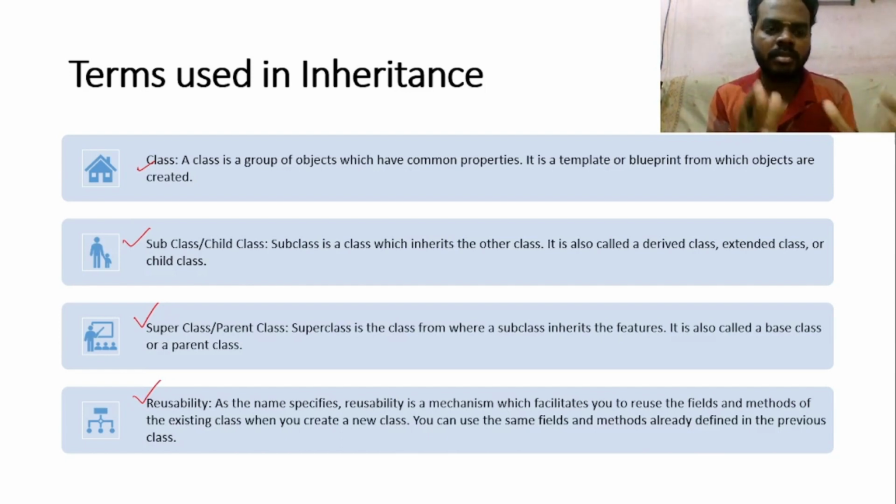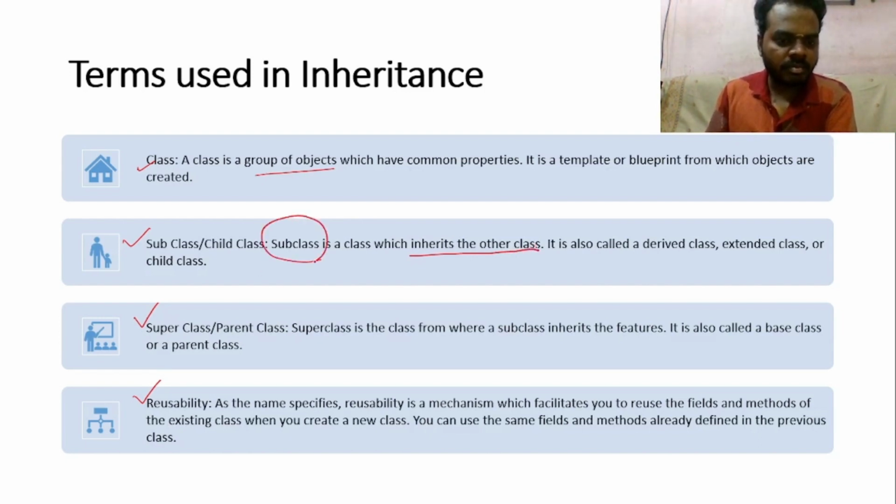Let us say what a class is. You already know about that. It is a collection of member data and member functions, or a group of objects that have common properties, or we can call it a template or blueprint of an object. This is all about classes. The next concept is subclass or child class. A subclass is a class which inherits the other class. This subclass is nothing but your derived class.